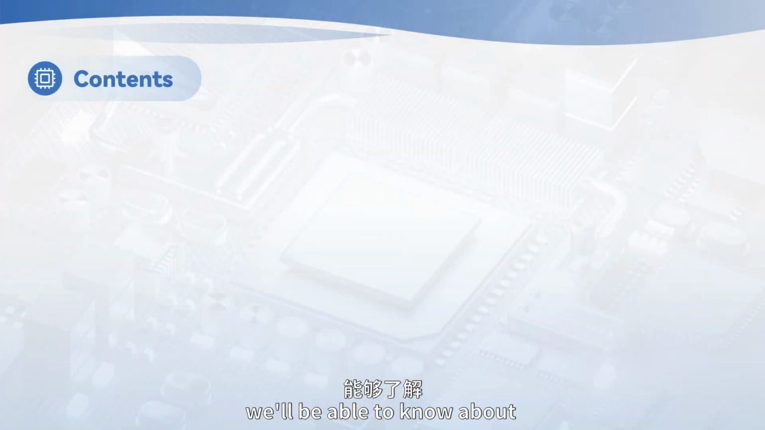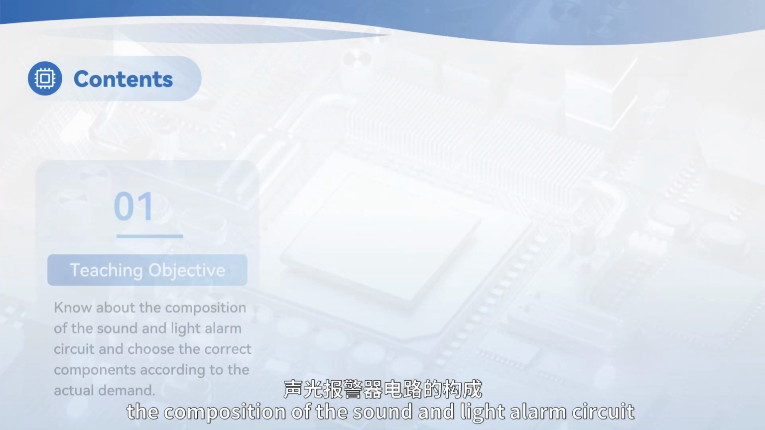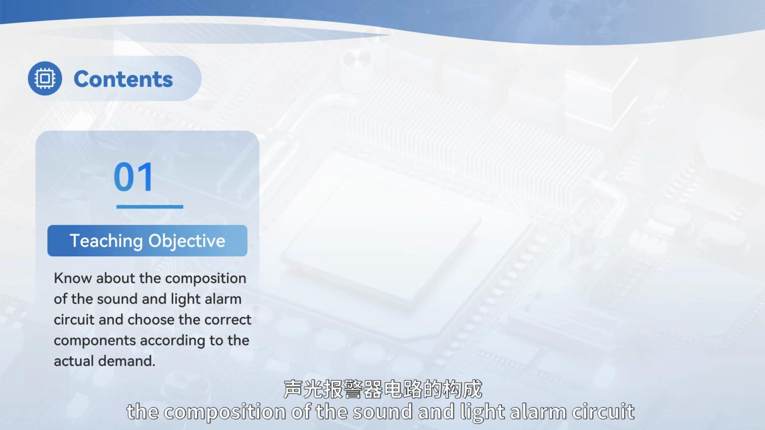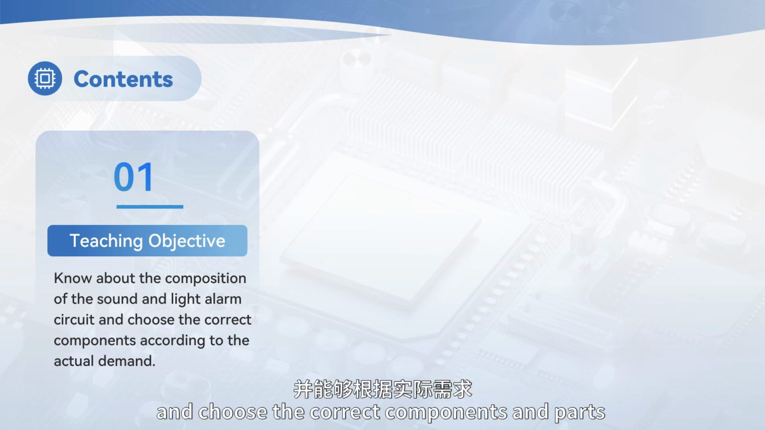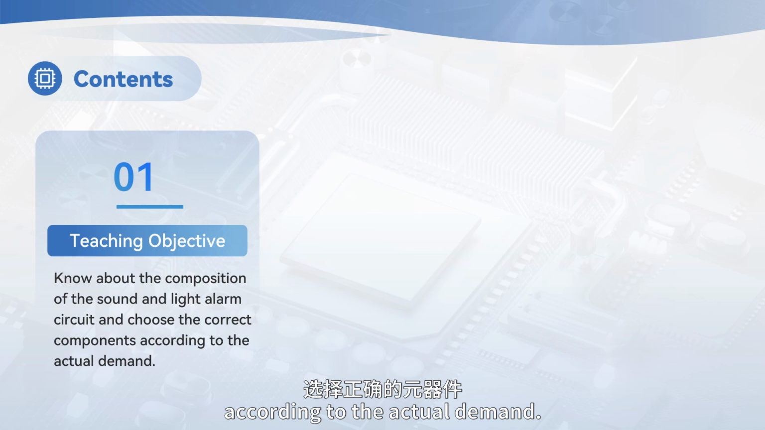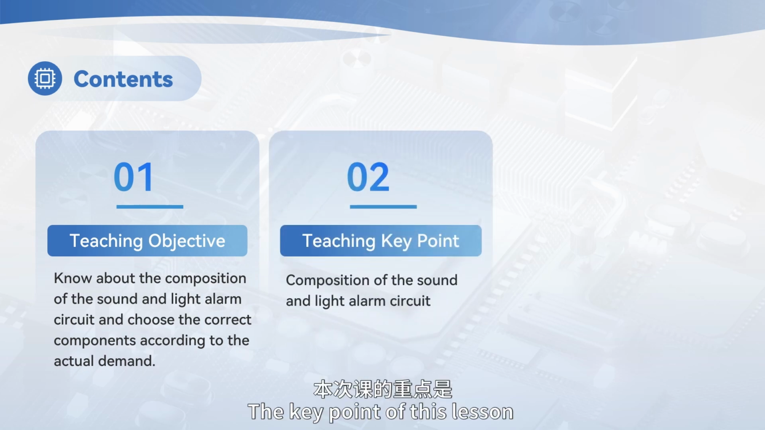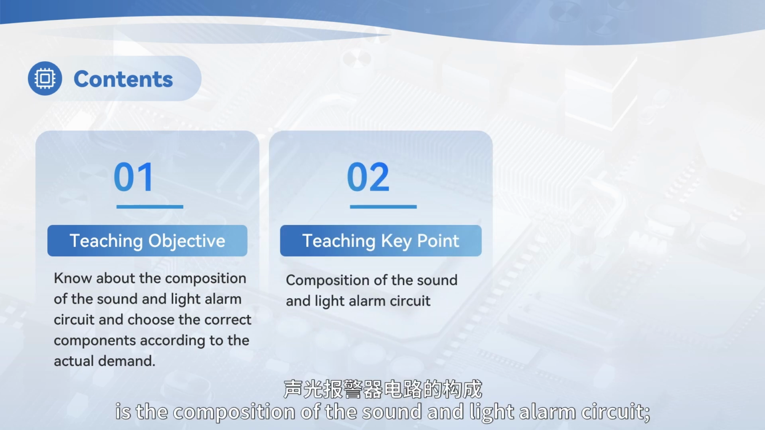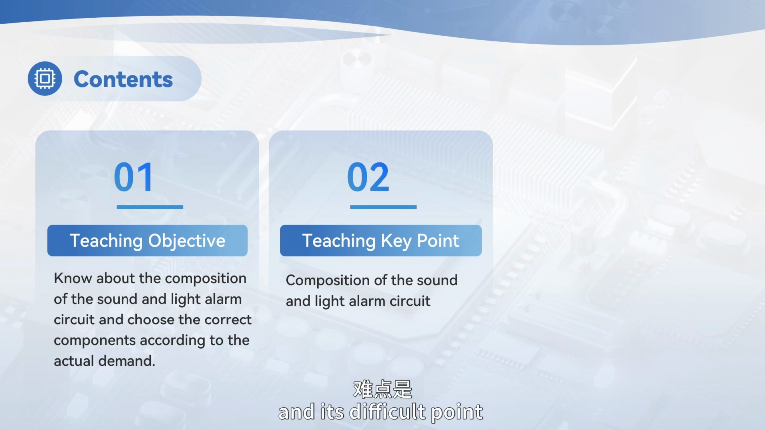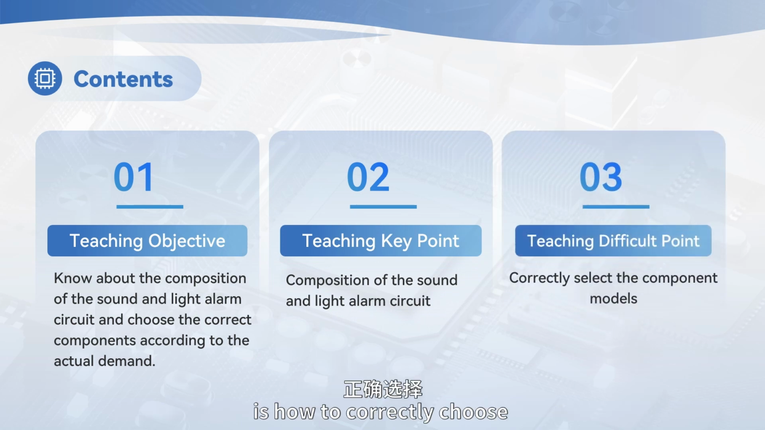Through this lesson, we'll be able to know about the composition of the sound and light alarm circuit and choose the correct components and parts according to the actual demand. The key point of this lesson is the composition of the sound and light alarm circuit, and its difficult point is how to correctly choose the models of the components.